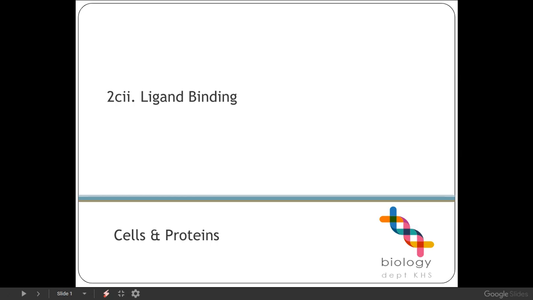We are still on Unit 1, Cells and Proteins, and we're working our way through Key Area 2, the Proteins section. And this is the second part of Part C, which is going to be looking at ligand binding.